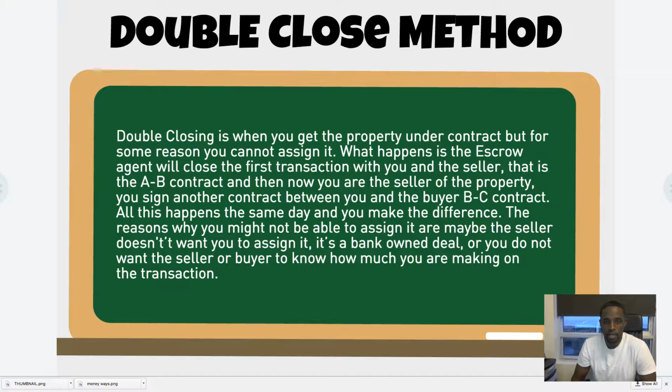Then you sign another contract between you and the buyer, which is the B to C contract. All this happens the same day, and you make the difference between the two. So let's say you sign it for $1,000 and you double close it for $2,000. I know those are small numbers, but it's just an example. You make the difference, which is $1,000. The reasons you might not be able to assign are maybe the seller doesn't want you to assign it, it's a bank-owned deal, or you do not want the seller or buyer to know how much you're making on the transaction.